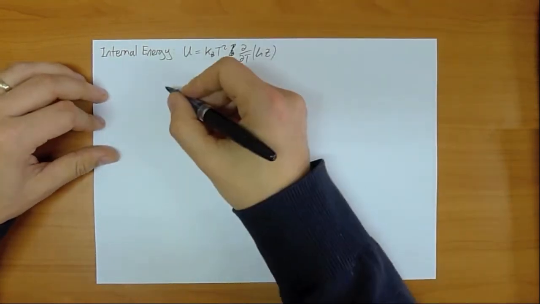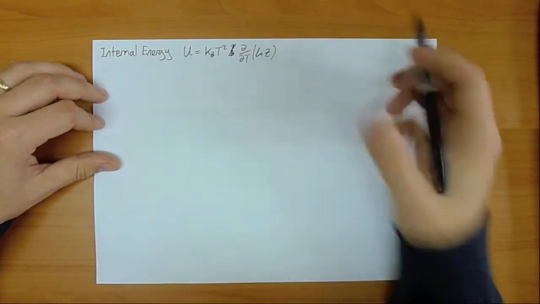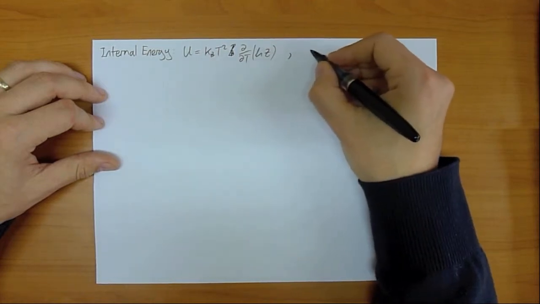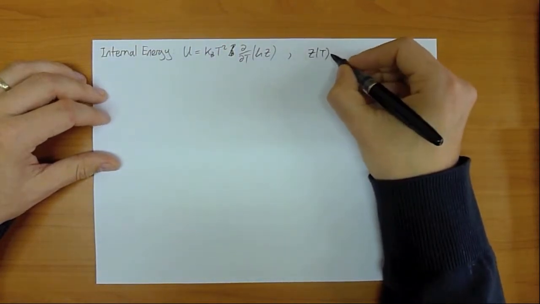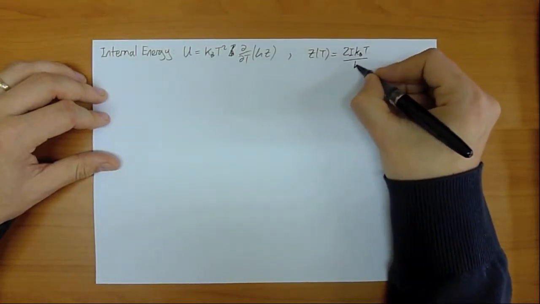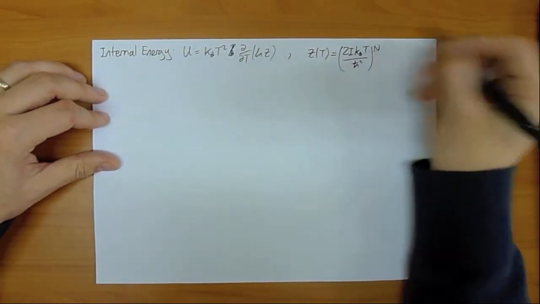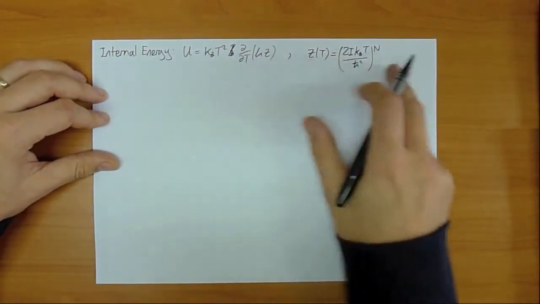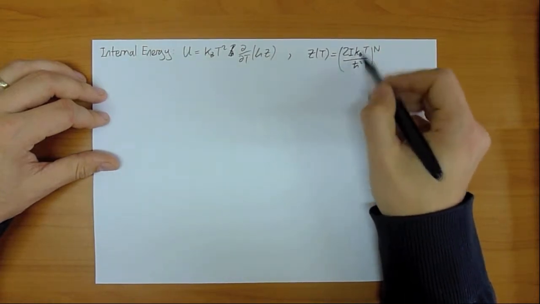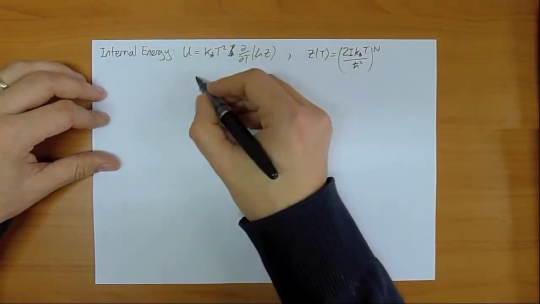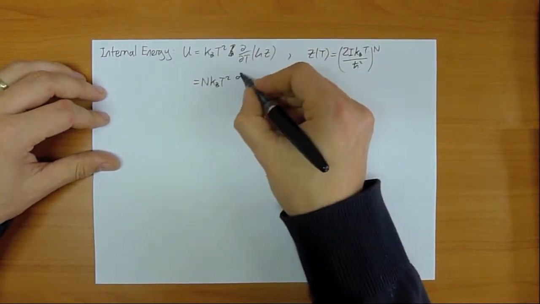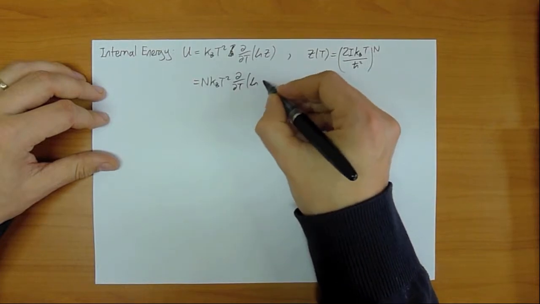So the partition function, let me write it up here again. Z(T) is (2I k_B T over h bar squared) to the power N. So you see if I take log of Z here, the N just comes down the front, and I've got log of some constants plus log of T. So this then is going to be equal to N k_B T squared times d by dT of the log of T.